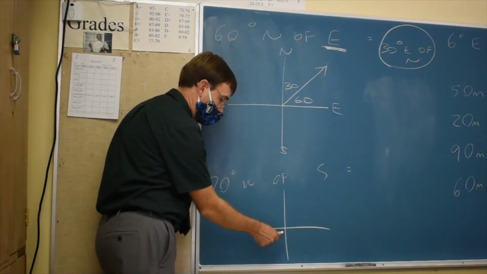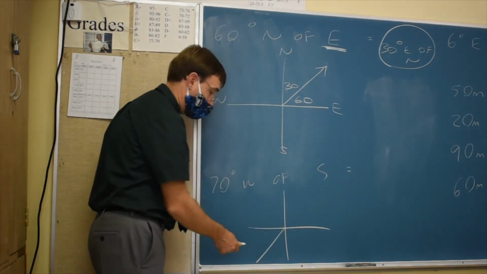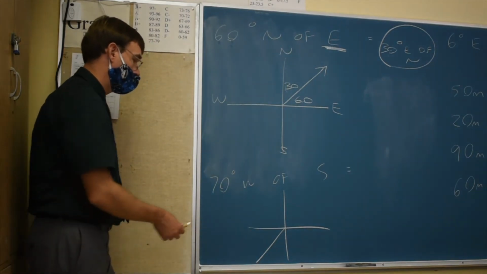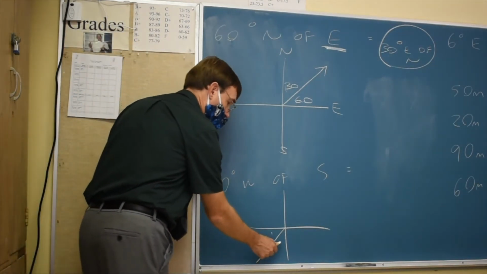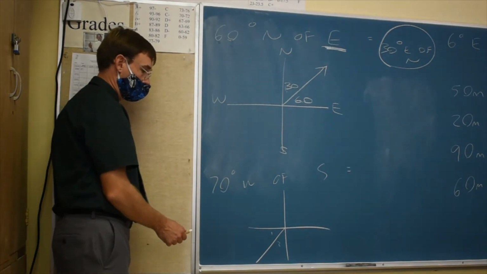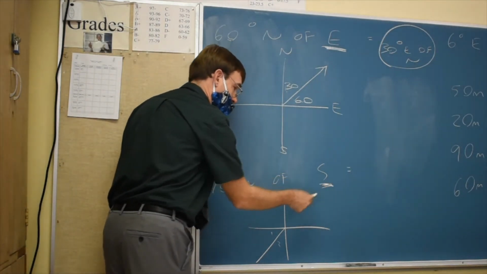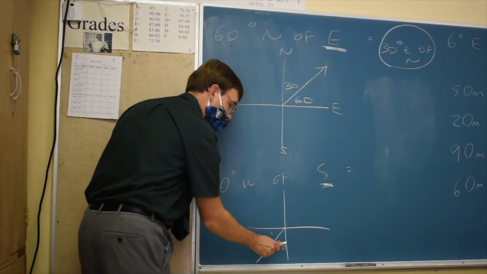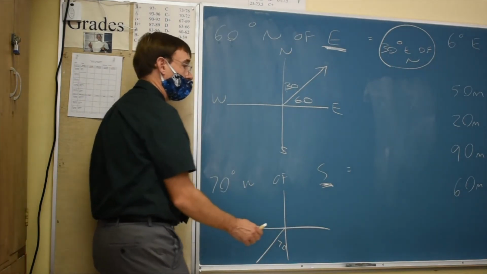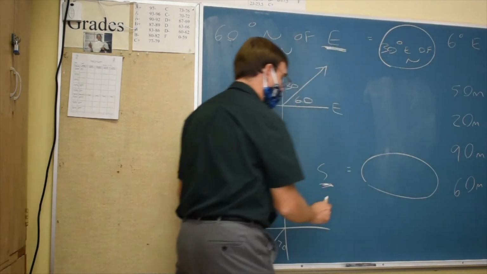Where are we if we're west of south? Down left. Down left. That is west of south. Should the 70 be angle 1 or angle 2? Angle 2. Because the south is mentioned second, so the angle should touch the south. If your friend has a different answer, they might be right.